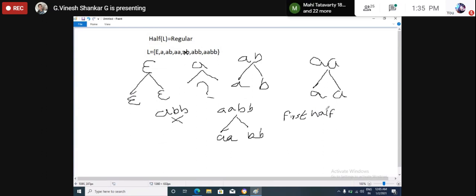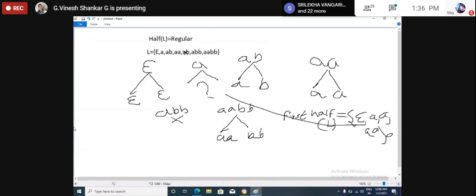First half. What is the first half of L here? I can write epsilon. I can take the first half of L, epsilon I can take. I cannot divide this A, that's why not possible. Then I can take A, and the other I can take A, and here I can take double A. This is nothing but first half.